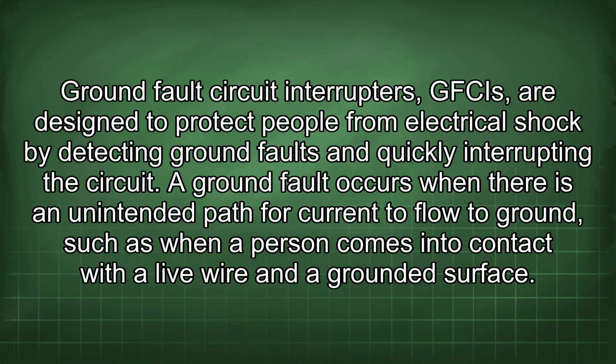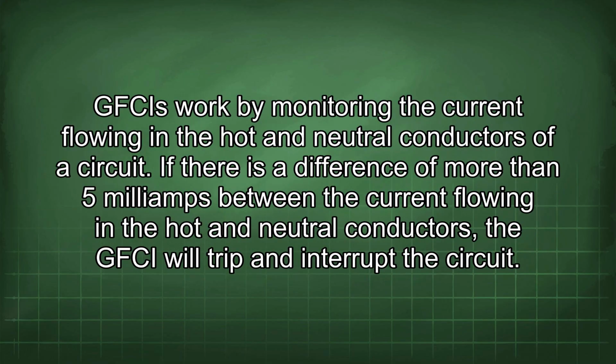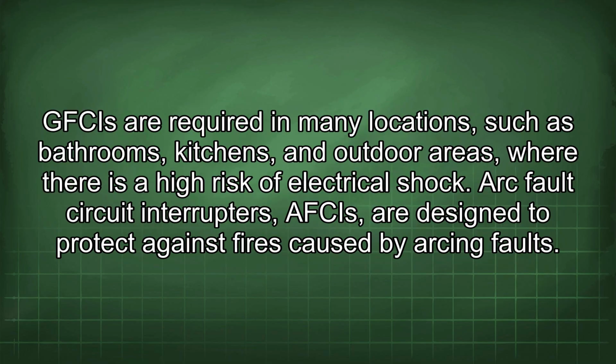Ground fault circuit interrupters, GFCIs, are designed to protect people from electrical shock by detecting ground faults and quickly interrupting the circuit. A ground fault occurs when there is an unintended path for current to flow to ground, such as when a person comes into contact with a live wire and a grounded surface. GFCIs work by monitoring the current flowing in the hot and neutral conductors of a circuit. If there is a difference of more than 5 mA between the current flowing in the hot and neutral conductors, the GFCI will trip and interrupt the circuit.